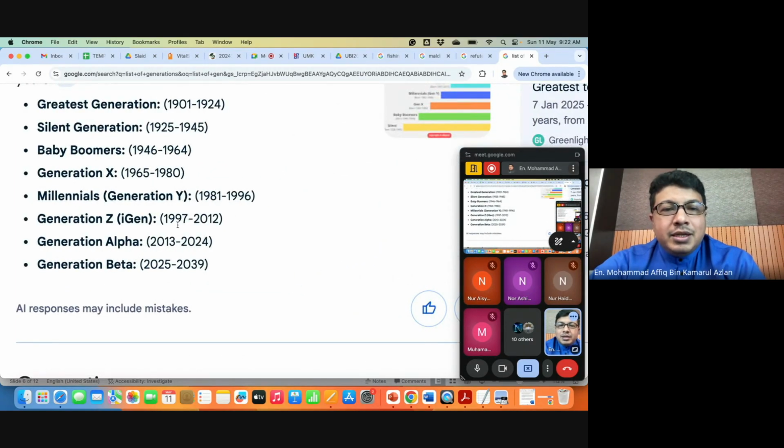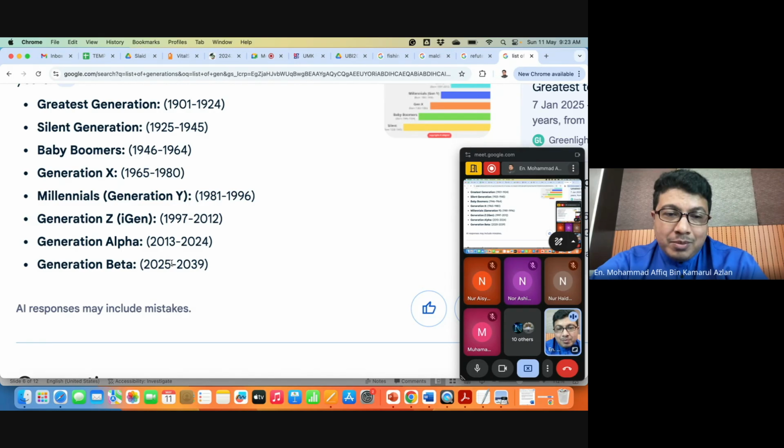Gen Z is 1997 to 2012. So that means you belong to this generation, Generation Z. 2013 until 2024 is Generation Alpha. 2025, this year, until 2039, what generation is that? Generation Beta. This could be your children in the future.